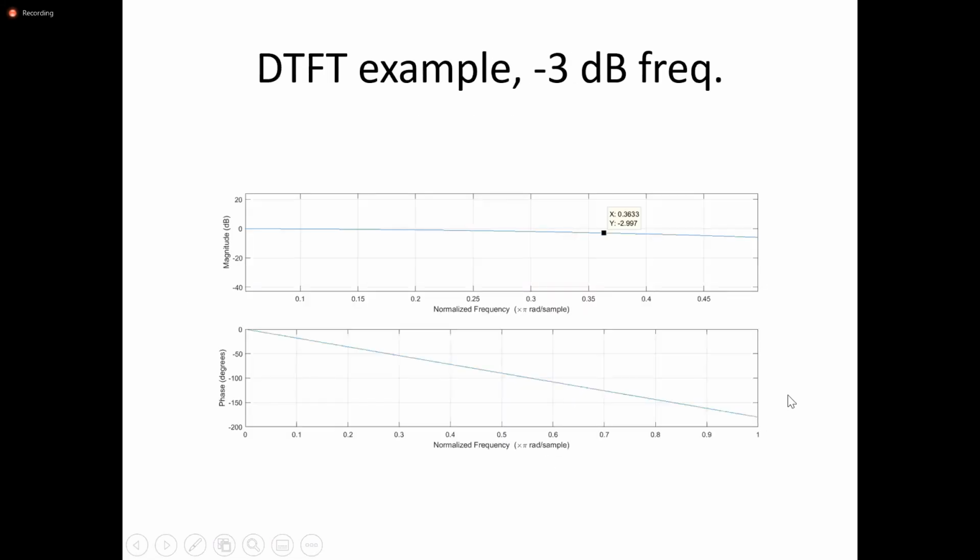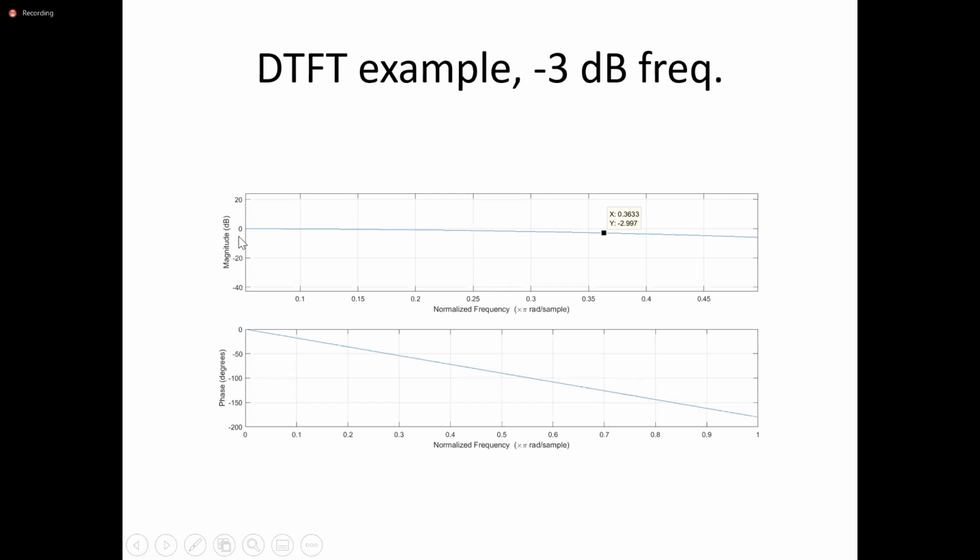Now, actually, I should have done one without modifying anything. Okay. Here, though, we're seeing our frequency, normalized frequency in radians per sample. And I will say a bit about that in a little while.